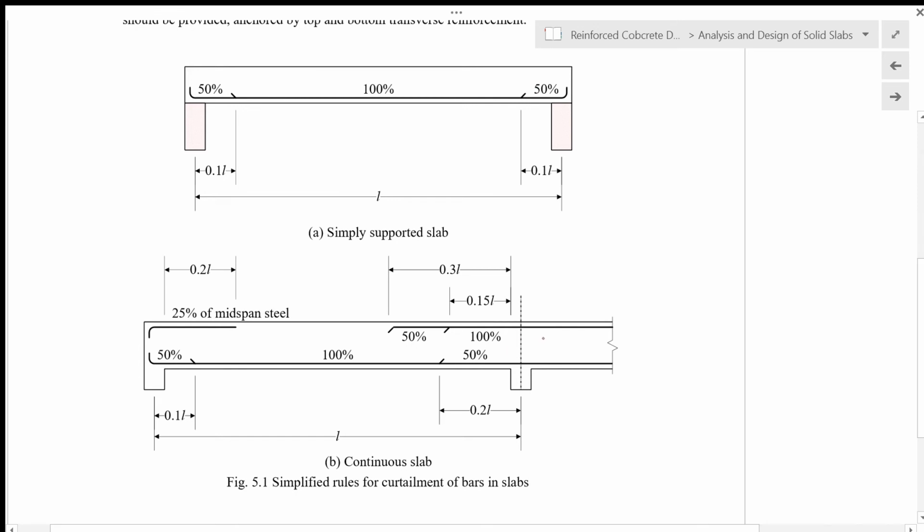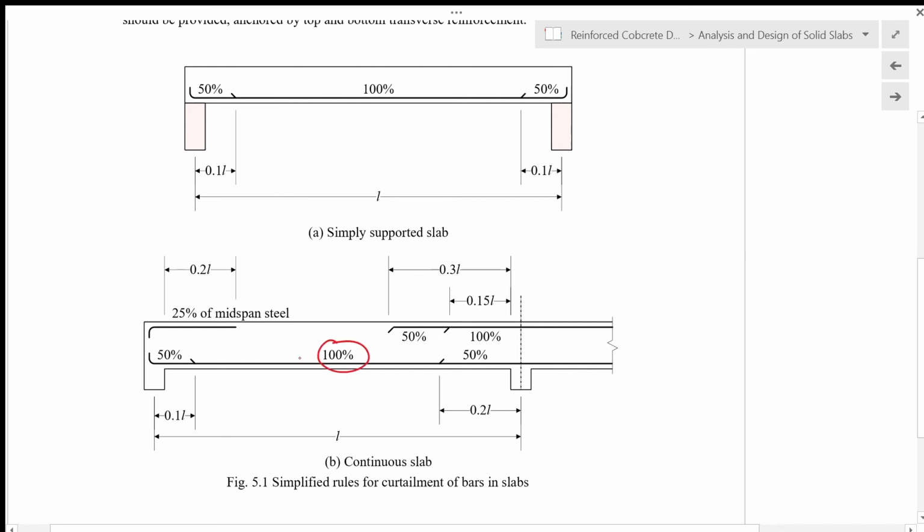And then for continuous slabs, this is a simple support. This is the first interior support. For the interior support, we have negative moments. So for negative moments, the tension reinforcement is on top of the structure. And then positive moment is seen near the middle of the span, so the tension reinforcement is at the bottom of the beam.